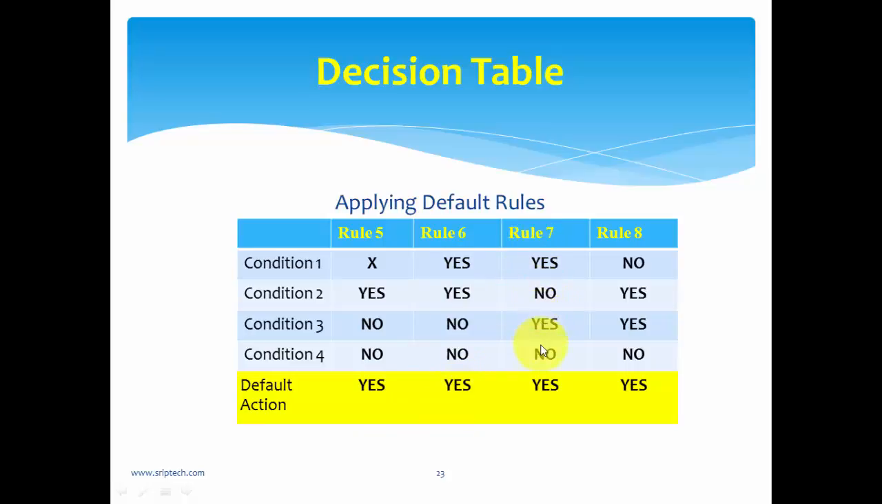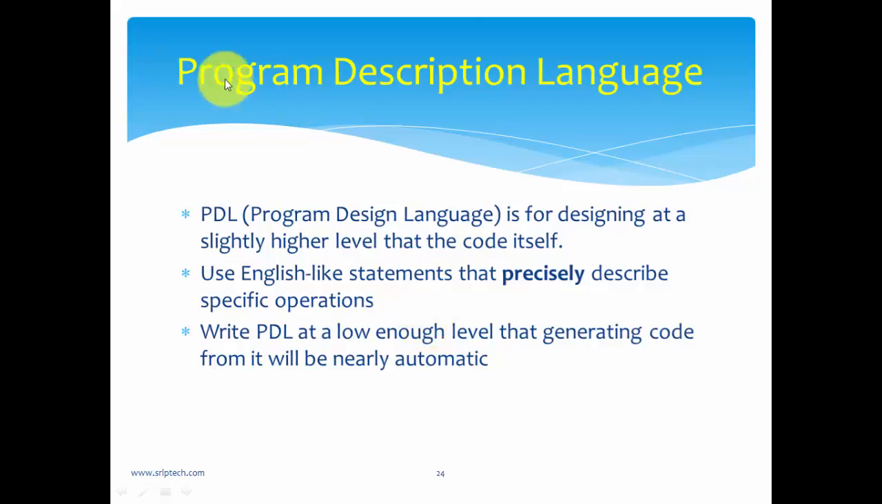If these rules are satisfied, the default action is yes, and if these rules are satisfied, the default action is yes. So like this you can have even default rules applied onto a decision table. Okay, now what are program description languages?